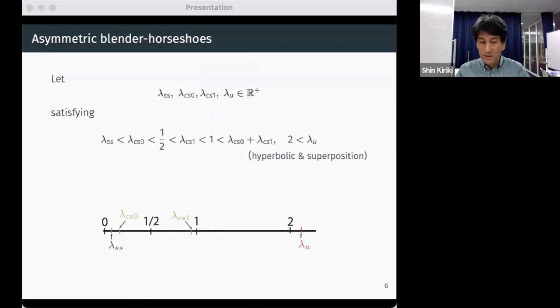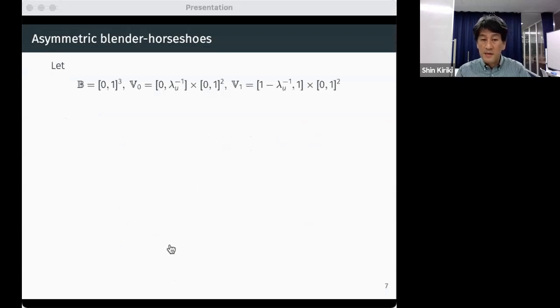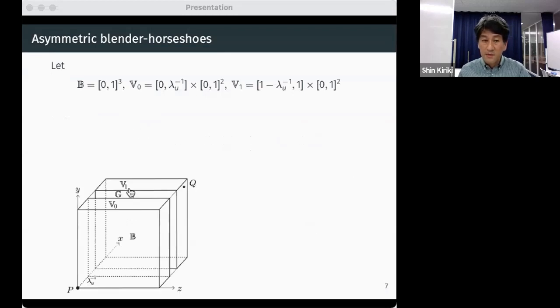Moreover, to obtain the wandering domain later, we have to suppose that the center and unstable eigenvalues satisfy a partially dissipative condition. It means that the product of the center stable eigenvalues is relatively small compared to the unstable eigenvalue lambda U. Using them, we consider a CS blender horseshoe in R3 as follows. Let B be the unit cube in R3, and V0 and V1 are parallel subcubes defined by using lambda U inverse, as shown in the picture.